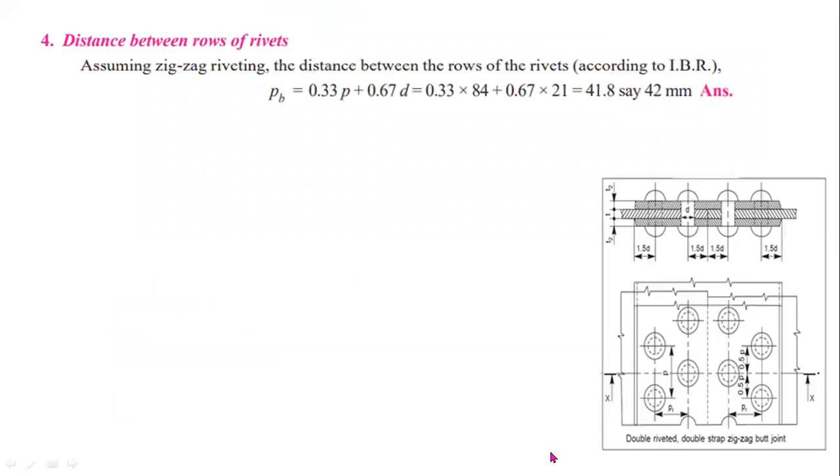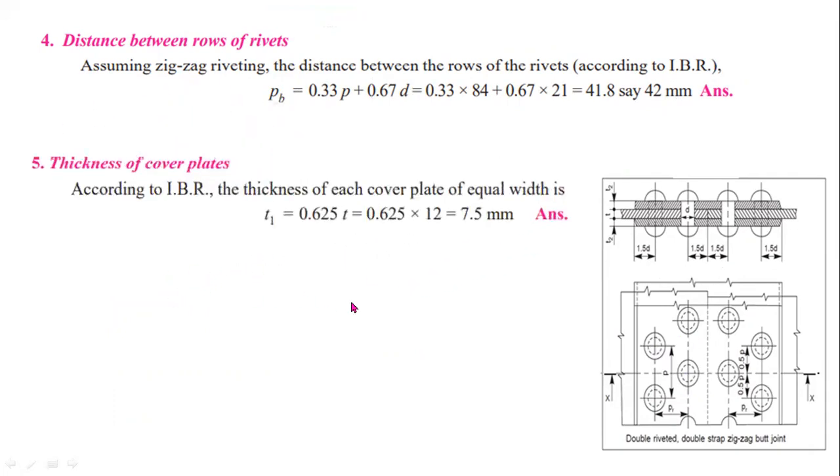Now this is the row pitch or back pitch, pb. The 42 mm is the row pitch. The distance between two successive rows of rivets is called row pitch.